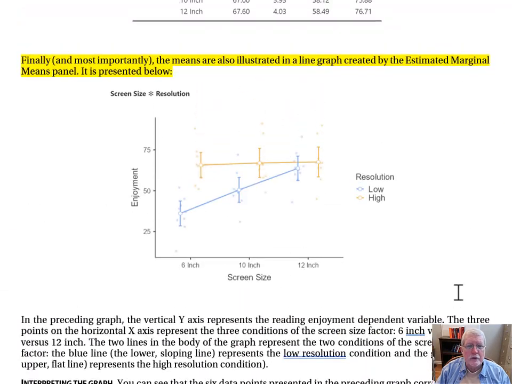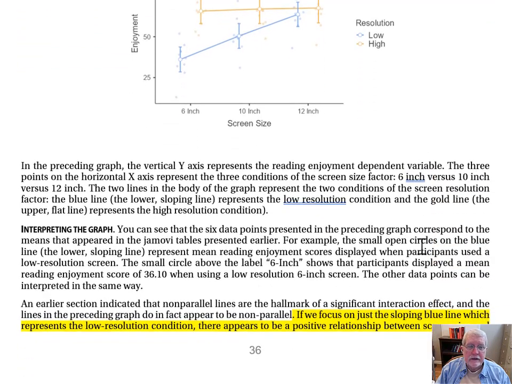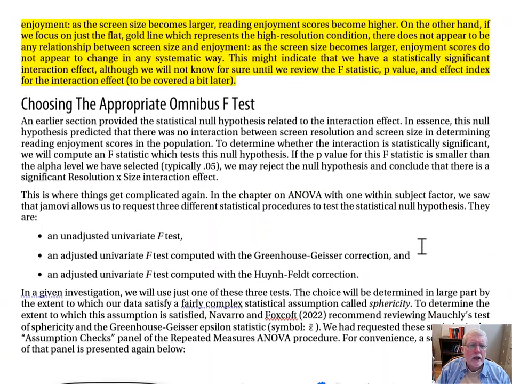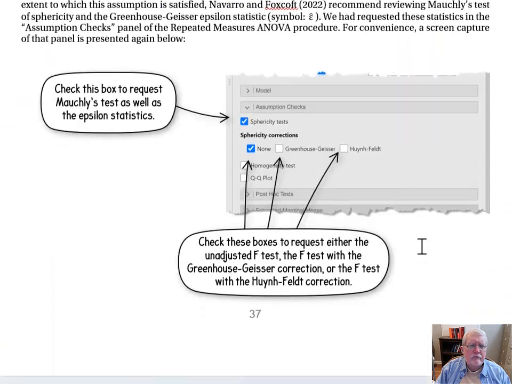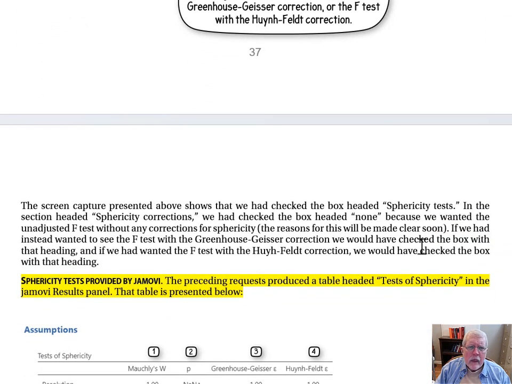So far, so good. We have a positive relationship when folks are using a low resolution screen. Essentially no relationship when they're using a high resolution screen. Maybe we're going to have that statistically significant interaction effect we want. We shall see. Let's scroll down. I'm on page 38 now.